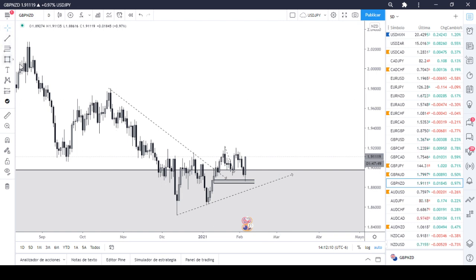See, on the daily we have the exact same behavior. I have a supply zone being removed here, and I have a supply zone being removed there.